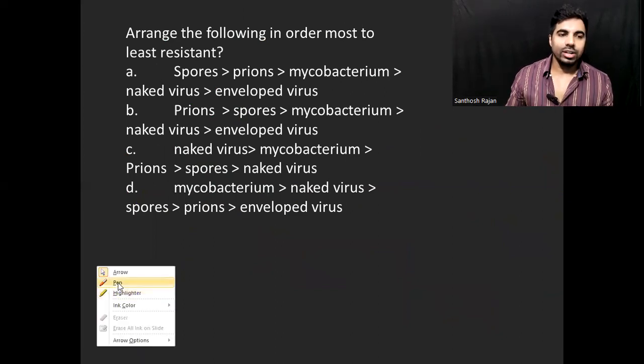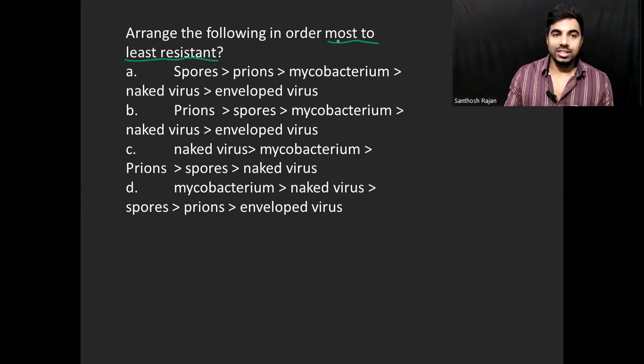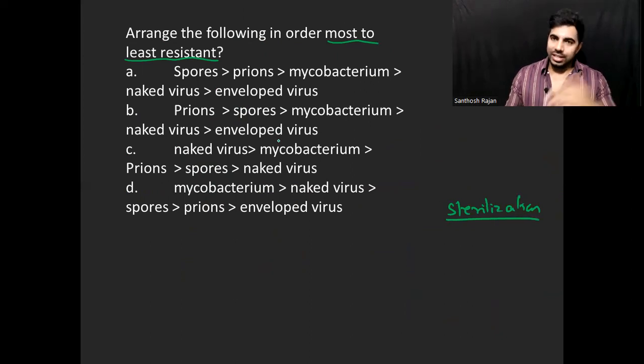Arrange this order. Look, now let's arrange this order. So this is: arrange the following in order of most to least resistant, meaning highly resistant. See, this is basically a sterilization topic. In sterilization, whenever we are sterilizing items, we have some which are very strongly resistant, then least resistant. So you should find out.